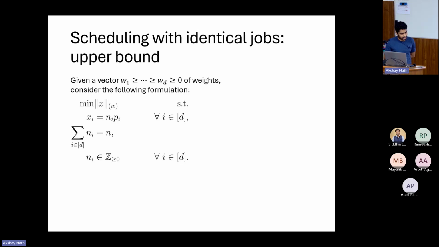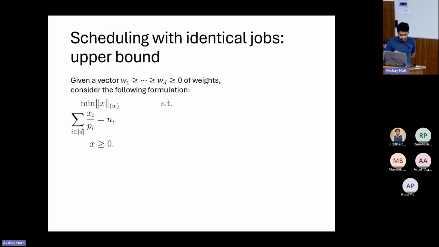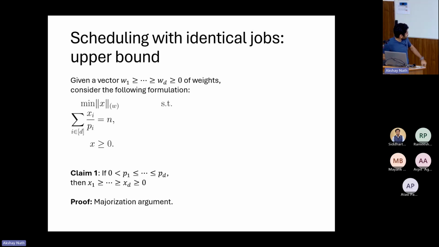We'll say, all right, let's relax this to a continuous problem, and here's what we get. So xi over pi is the number of jobs, and the total number of jobs is n. So this is very standard, right? And now let me make this claim. Whichever machine has the smallest processing time, the optimal solution must have the most jobs assigned to that machine. And this follows from the majorization argument that you had mentioned.